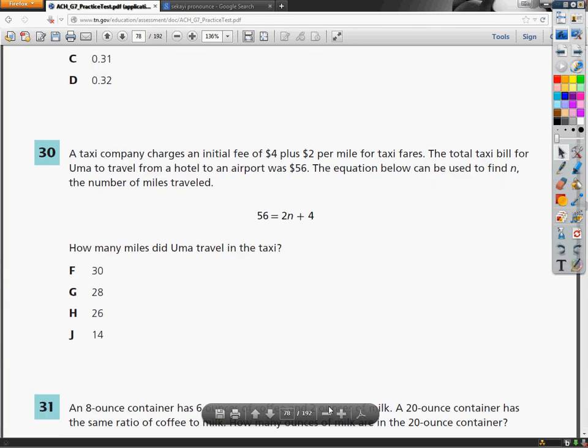Number 30 says, a taxi company charges an initial fee of $4. If you see that term initial fee, it means you're paying it whether you go anywhere or not. The taxi shows up, it's $4. And then it's $2 per mile. That per thing is important there. For taxi fares, the total taxi bill for Uma to travel from hotel to an airport was $56. So the total is 56.